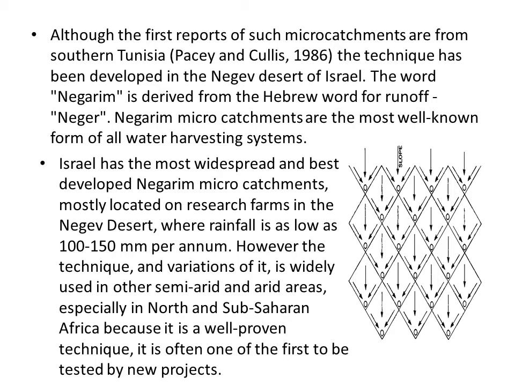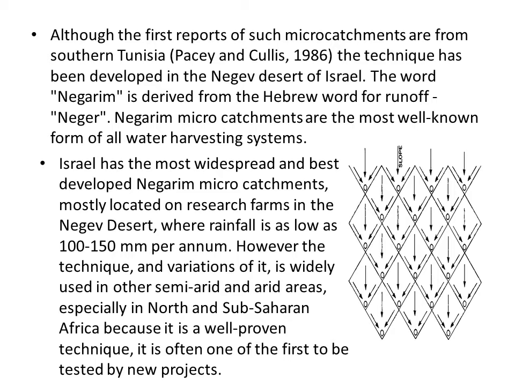So here you have the Negarium catchment where it is diamond shaped, and these are the bunds. Water gets collected in between these bunds in that basin area, and these are the holes where the water is being infiltrated.